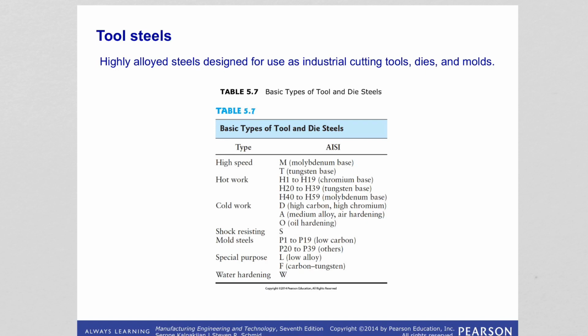So in this table we are seeing basic types of tool and die steels. Depending on the type, if high speed is required, hot work, meaning are you going to work at high temperatures, are you going to work at room temperature, cold work, whether shock resistance is required, etc. Depending on that, we have different designations and each letter is given. So if high speed is required, molybdenum base or tungsten base, M or T.